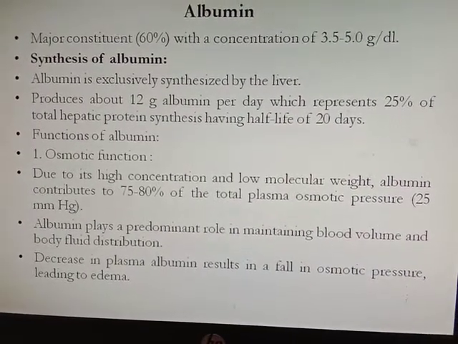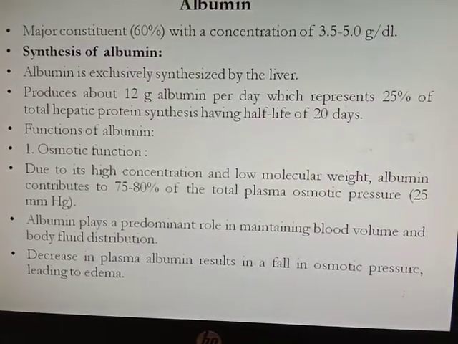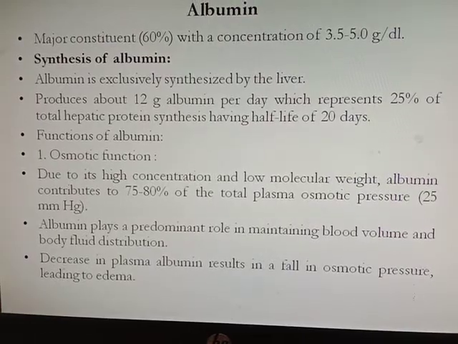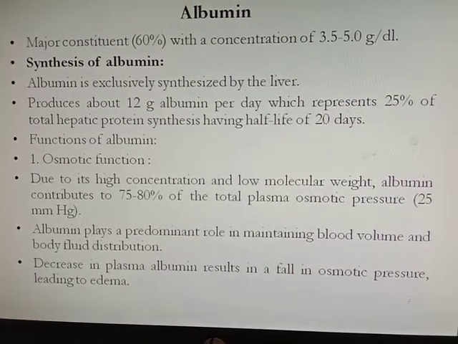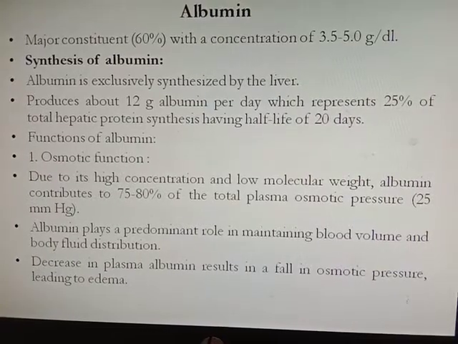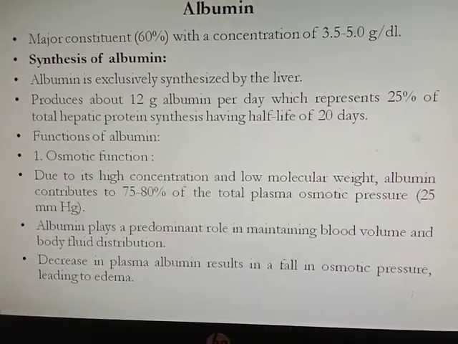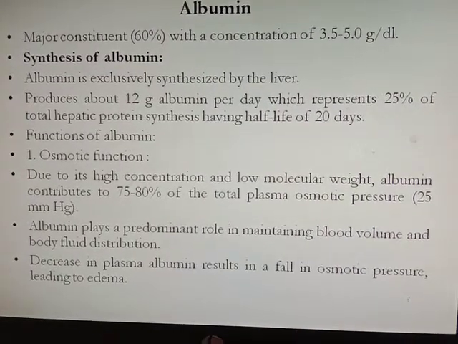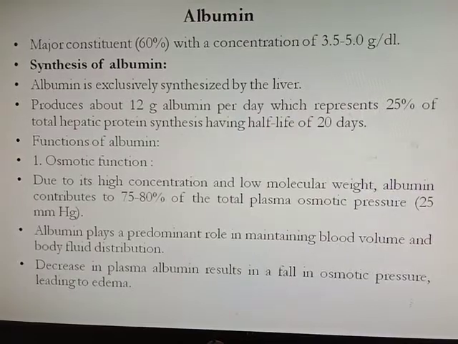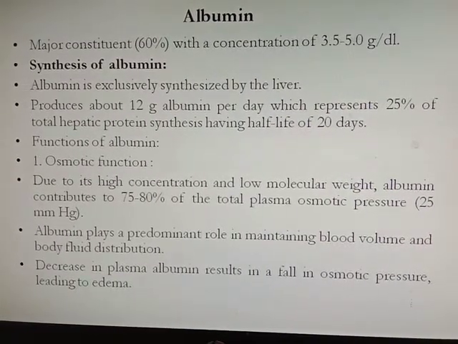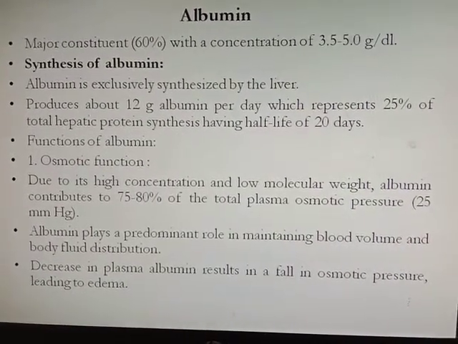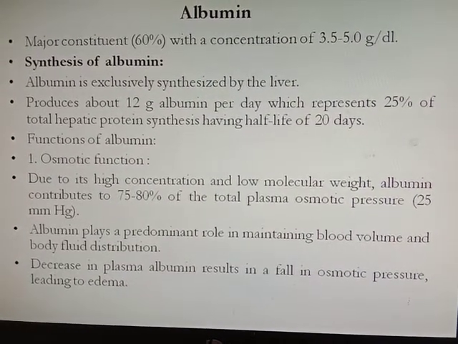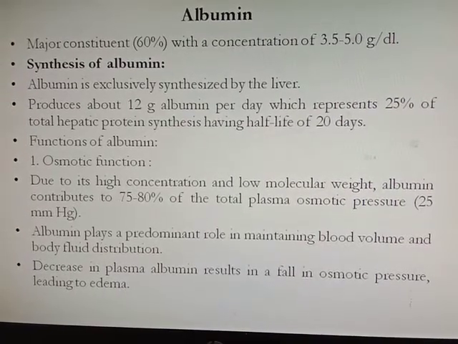Then the function of albumin. Due to its high concentration and low molecular weight, albumin contributes to 75 to 80% of total plasma osmotic pressure, that is 25 mmHg. So of the osmotic pressure contributed by plasma protein, albumin alone is responsible for 75 to 80%. Albumin plays a predominant role in maintaining blood volume and body fluid distribution.